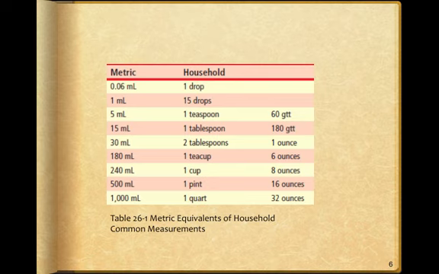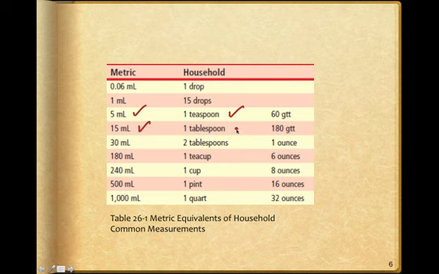This is table 26.1, metric equivalents of household common measurements. An example of why the household system doesn't exactly work with the metric system: 1 drop is equal to 0.06 mL. 15 drops is equal to 1 mL. 5 mL is equal to a teaspoon. And these are the things that I told you that we probably would look at, like these right here.